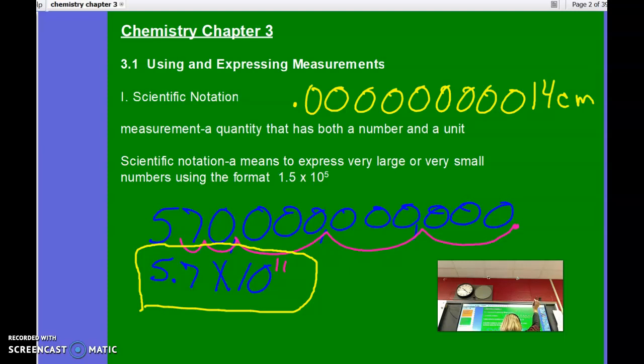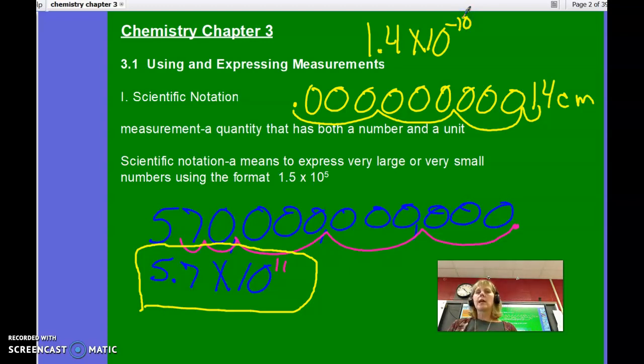This, again, takes up a lot of space. If I want to write this in scientific notation, I can write it as 1.4 times 10 to the, now I'm going the other way, and that's important to note. 1, 2, 3, 4, 5, 6, 7, 8, 9, 10. But I went to the right, and it's a really tiny number. So this becomes 1.4 times 10 to the negative 10th power.